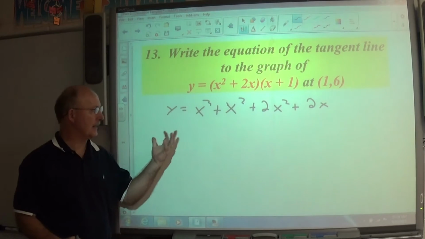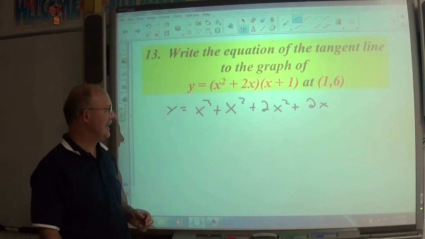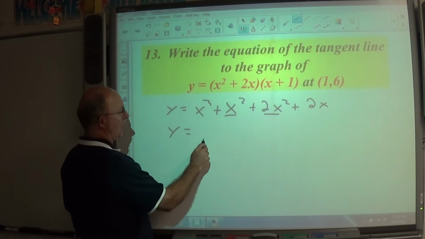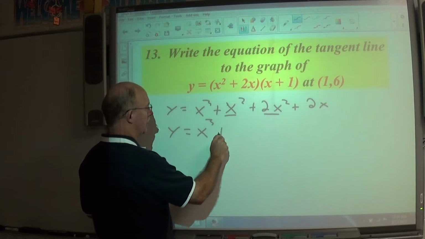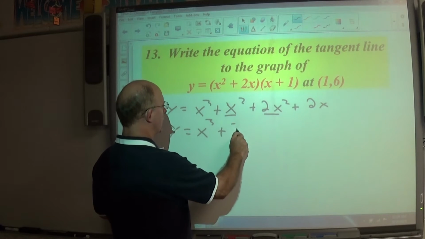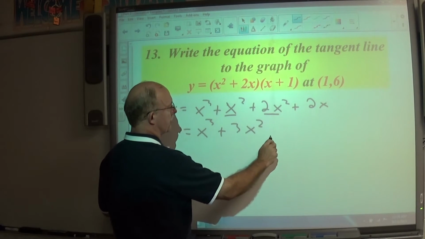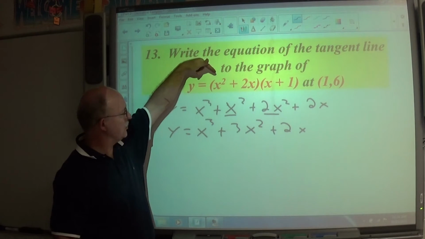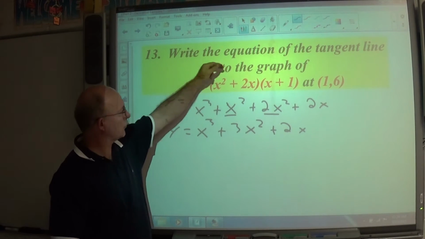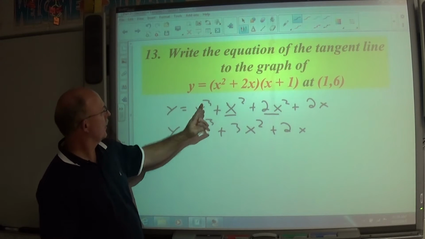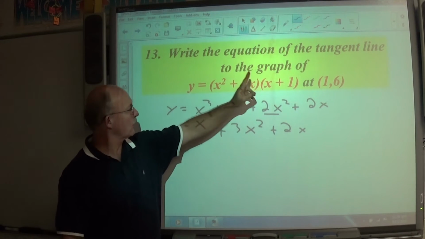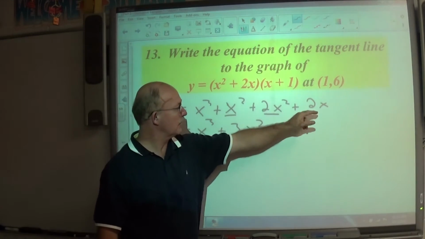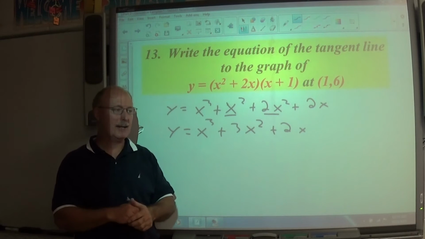All right, so multiplying the two binomials, just use your FOIL method. After that, we've got to combine like terms, then we've got a couple of x squared terms we need to combine. So we have y equals x to the third power, plus 3x squared, plus 2x. So we multiply these using our FOIL method: x squared times x gives us x to the third, x squared times 1 is x squared, 2x times x is 2x squared, and then 2x times 1 gives you 2x. We've got our like terms combined, so we've done that.